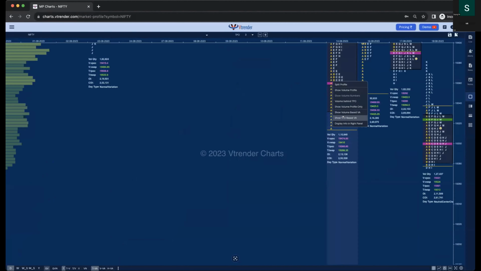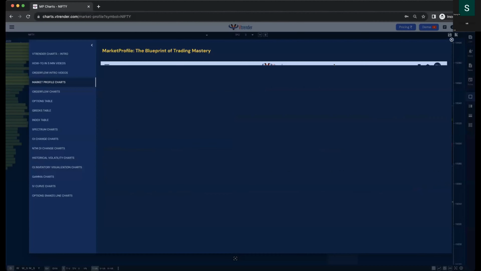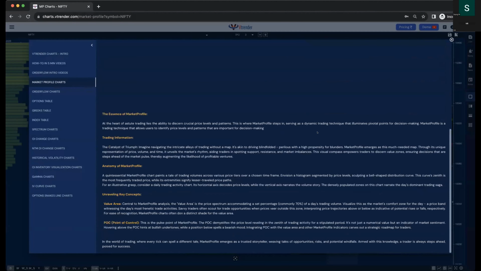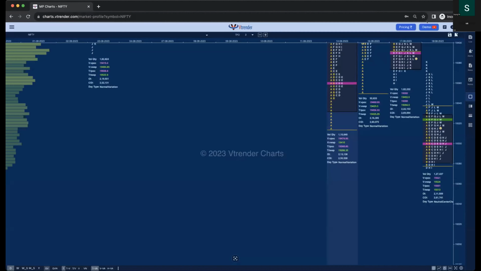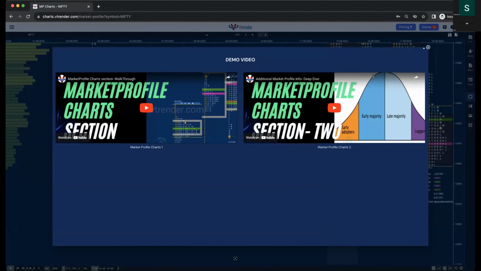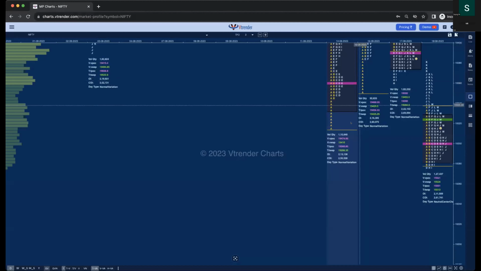Coming back to a few more important aspects, you can have the right click context menu, again with different options. Guys, I'm running through this because I hope a lot of guys already know, and just want to touch base still for the new people. Just drop in an email at charts@vtrender, or go through the updated user manual that we have, or you can also check the demo videos which we have per page, and these would give you more information on these features.